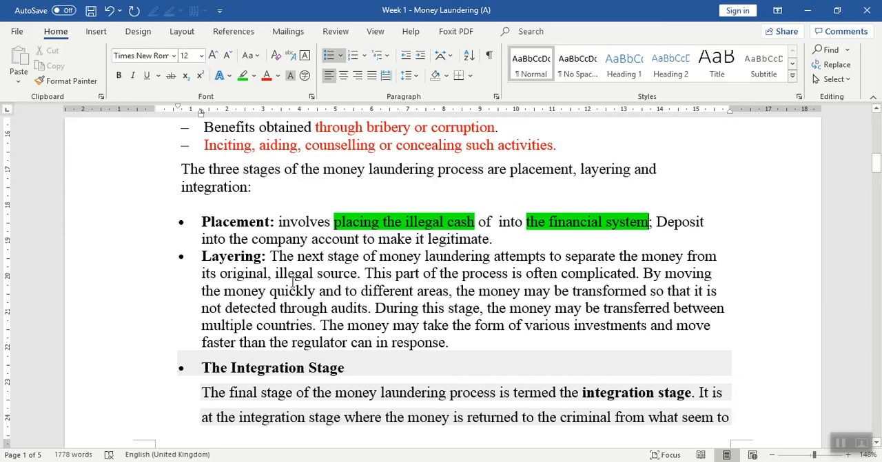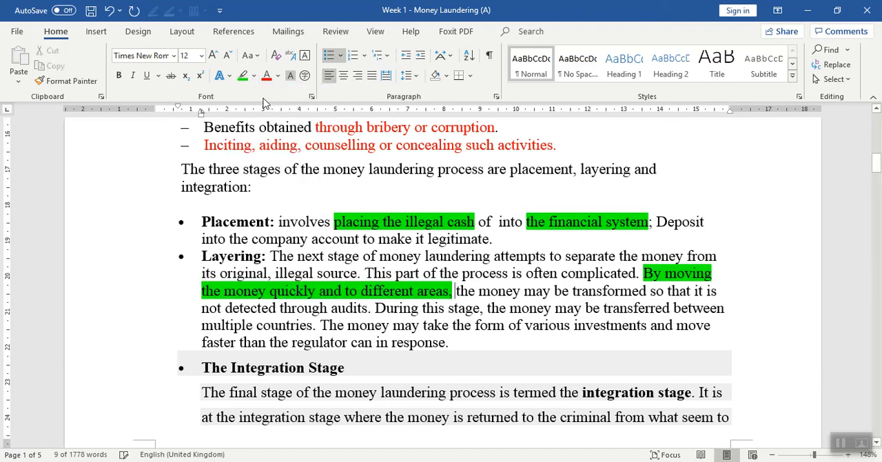So, layering. What do I mean by layering? I told you, they try to separate the money from its origin. They do not transfer it to the financial system. Where? By moving money quickly to different areas. I told you last week already. Different area. That is the keyword.